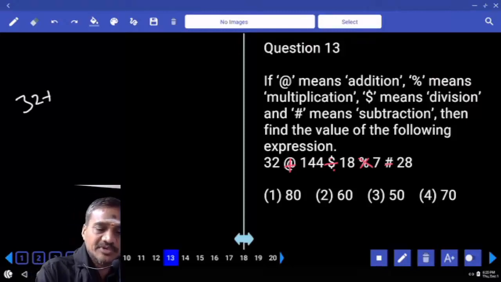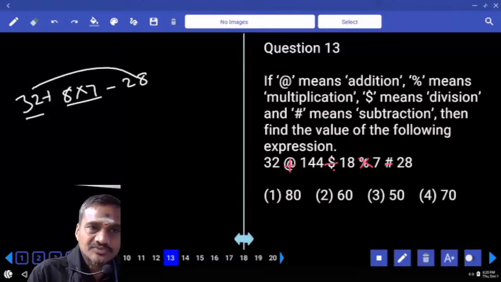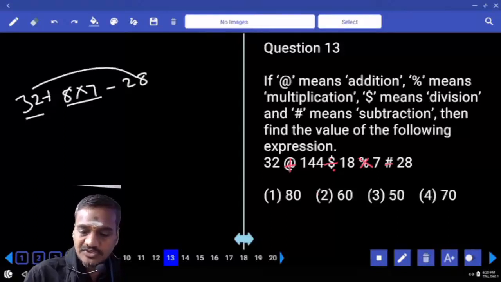8 times 7 minus 28. 8 into 7 is 56, and 56 plus how much? Plus 4. 56 plus 4 is 60. That is the choice for question number 13.